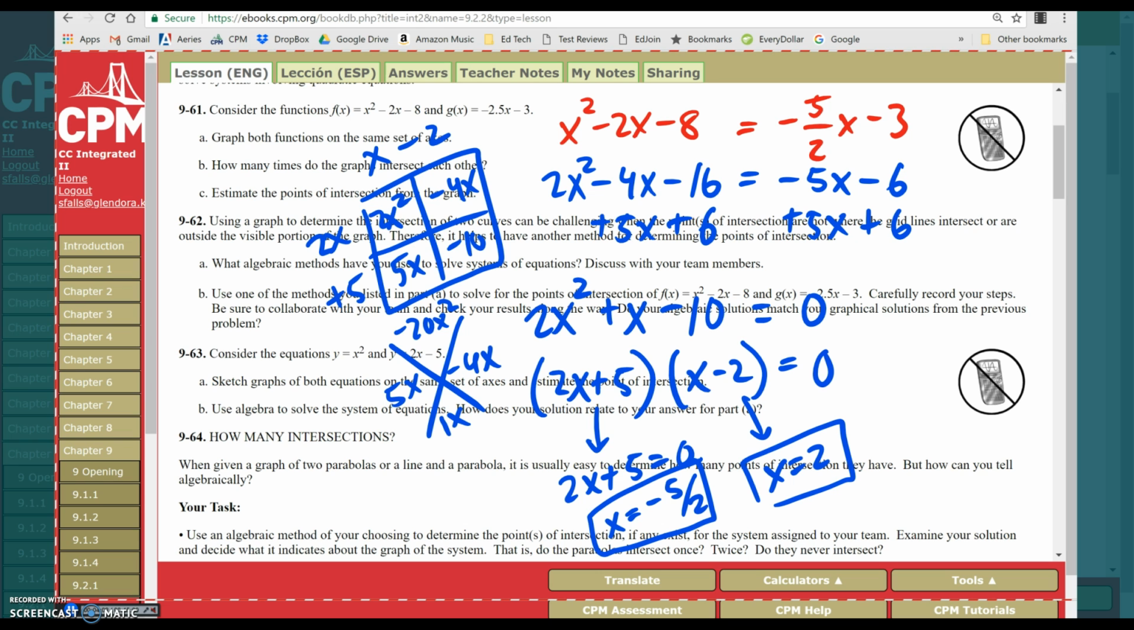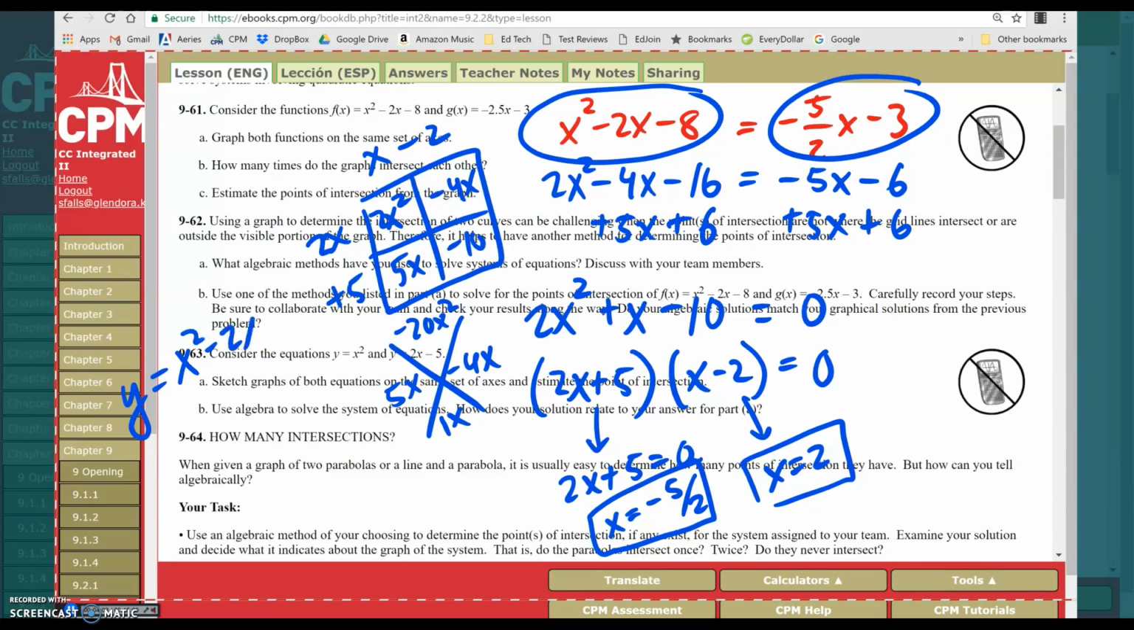So those are just half of the intersection points. We need the other halves, which is the y coordinates. So we're going to take both of these x values and substitute them in and figure out what our y values are. I'm just going to use the original equation. This one looks easier than the other because I'm not dealing with fractions. So I'm going to say y equals x squared minus 2x minus 8, and I'm going to substitute both of my x values in and get some y values.